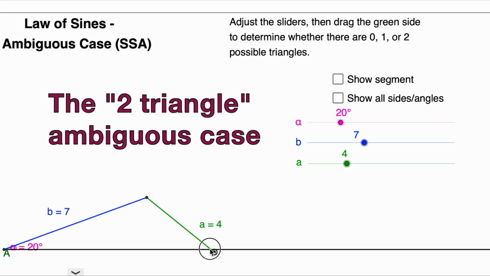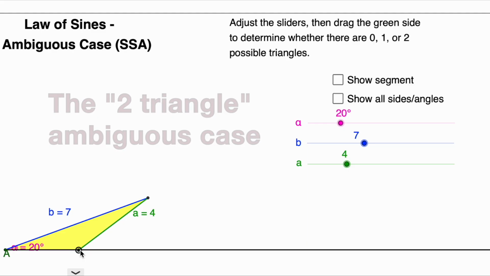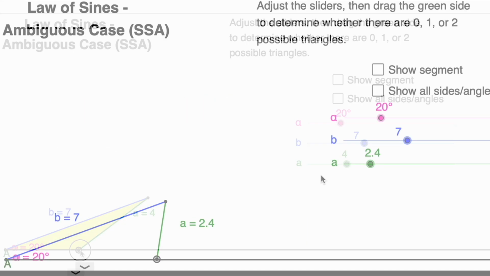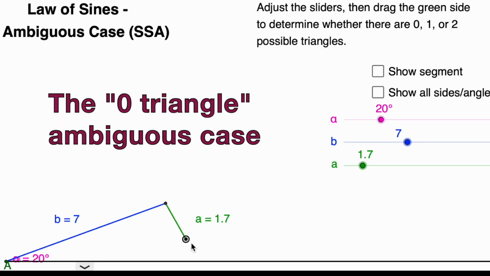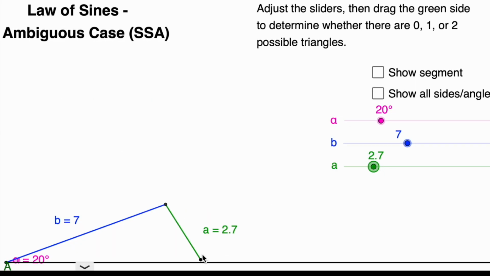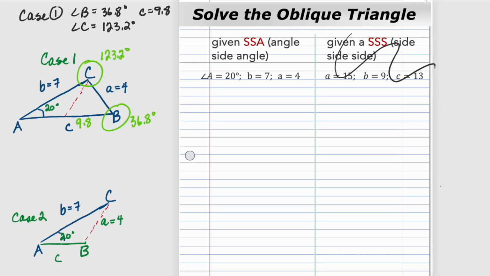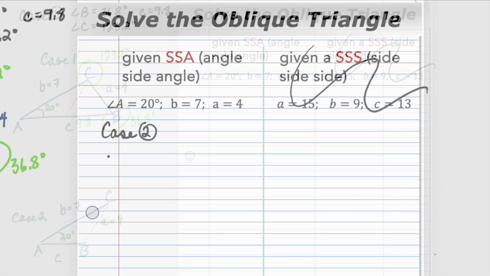If we take side length A and swing it around, we can see the other case. Look at that. If the A is too short, we won't make a triangle at all. The A needs to be long enough to hit that other side. Shall we work on case 2?